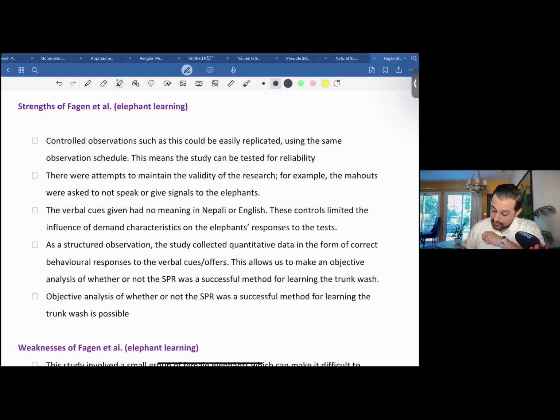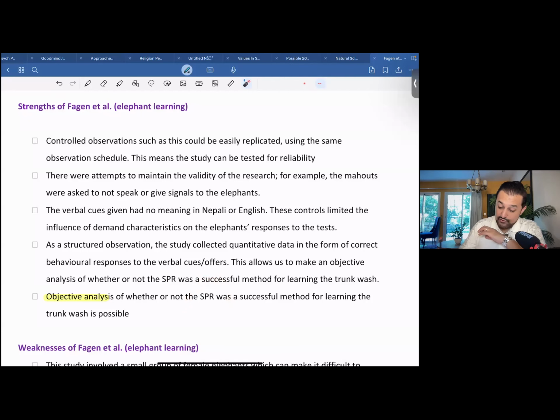Objective analysis of whether or not the SPR was a successful method for learning the trunk wash is possible. Now, through this particular research, it was figured out that an objective analysis, or an objective means without bias, could be used to test for the effectiveness of the SPR training technique.